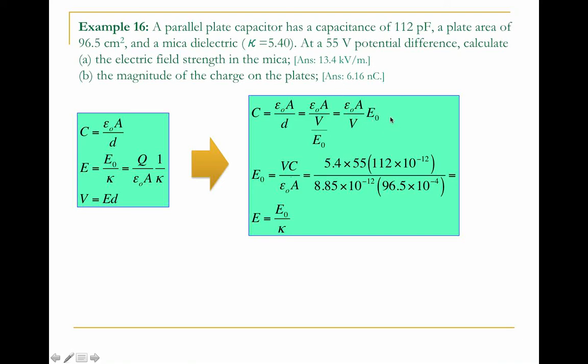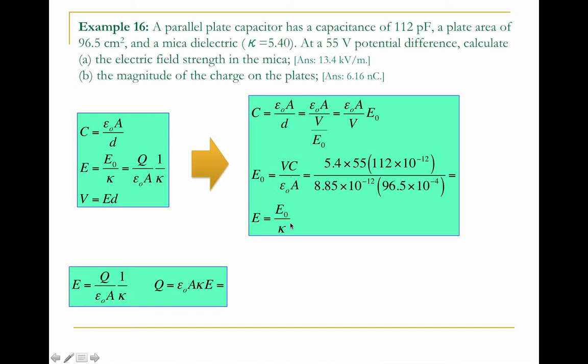So from here I can get E0, which is simply equal to VC divided by epsilon A. So I can get the electric field from this. Now this is the electric field, and if I want the electric field when the dielectric is inserted, all I have to do is just divide by kappa.